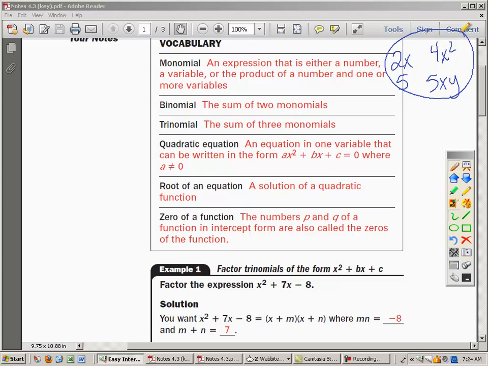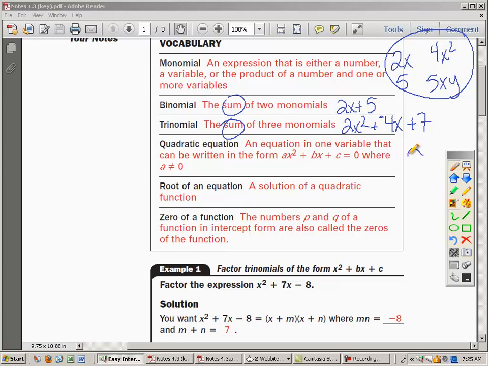Now, if I had the sum of a couple of these, I could have something like 2x plus 5. That happens to be a binomial because it's the sum of two monomials. A trinomial is the sum of three monomials, so 2x squared minus 4x plus 7. You might say, well, wait a minute, Mr. Lowe, it said sum here. Remember that we can write all subtracts as plus and minus. Now it is actually a sum of three monomial terms, where the 4x is actually a negative 4x.